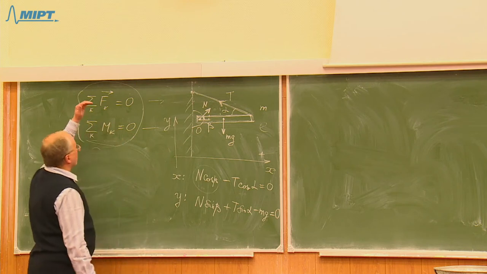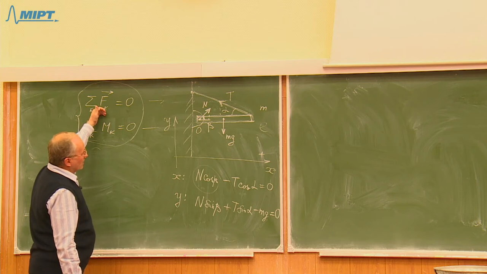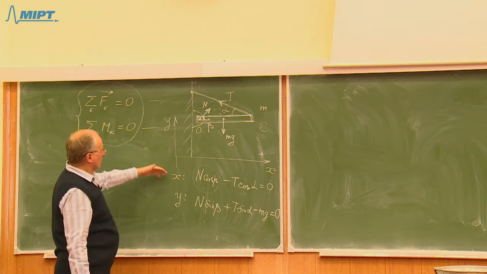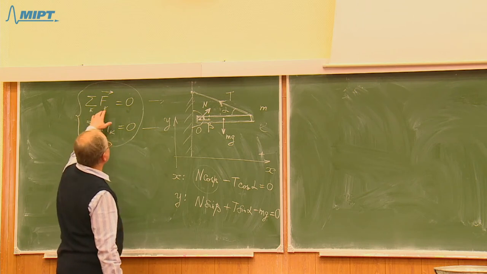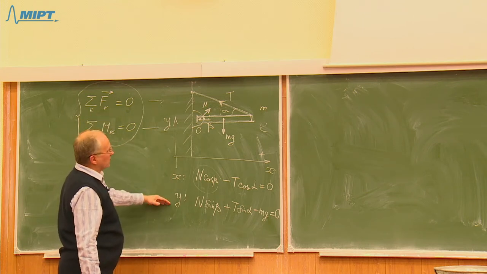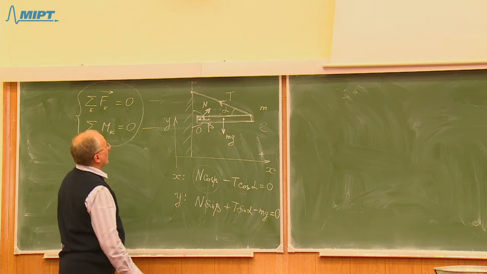So I have taken the first equation. The vector sum of all forces is now projected into two axes. And so from one vector equation, I obtain two scalar equations for the components of all forces.